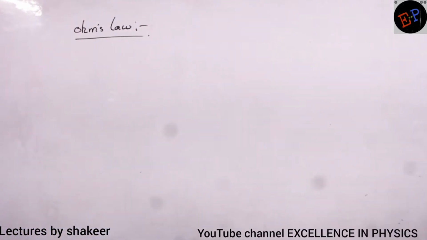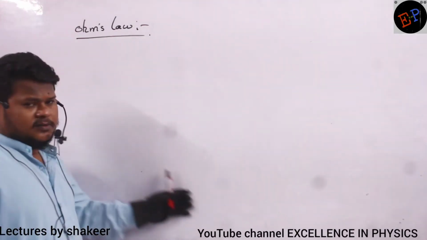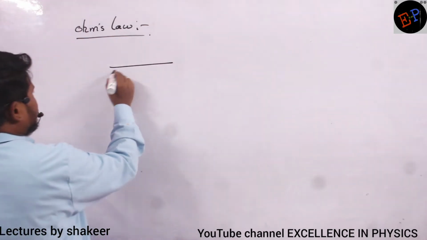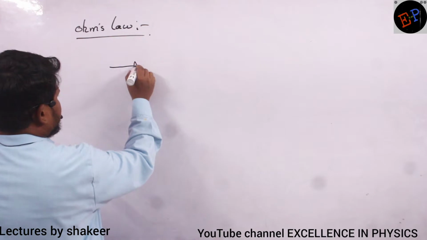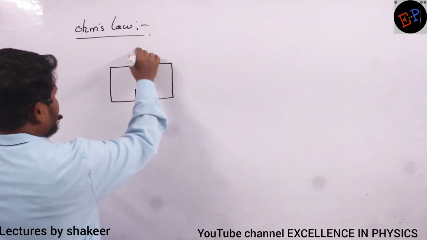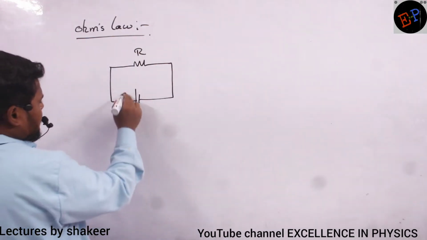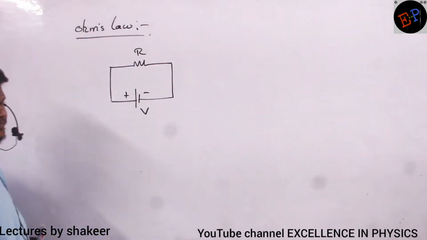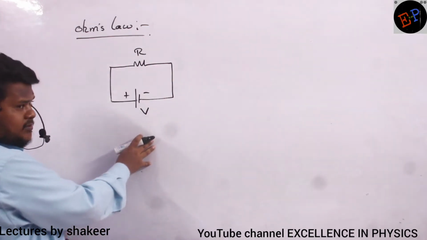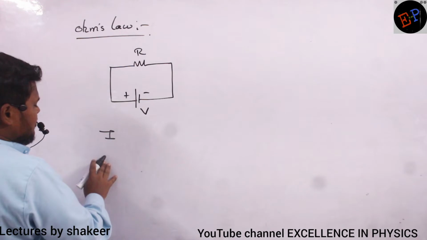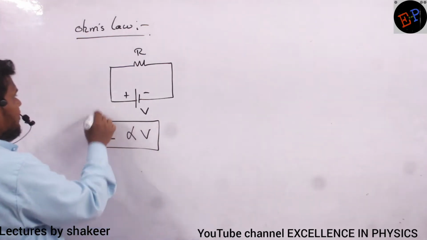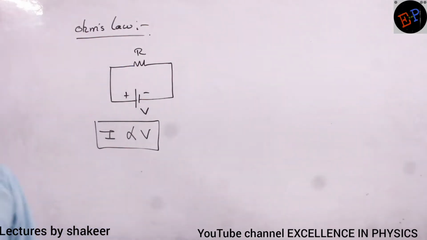Okay. So the next concept which we are studying is Ohm's law. What is Ohm's law? Let us see. Consider this is a resistor which is connected in a circuit. Resistance is R, potential difference is V. Then how much current will flow in this circuit? The amount of current flowing in the circuit is directly proportional to the potential difference applied. This law is called Ohm's law.